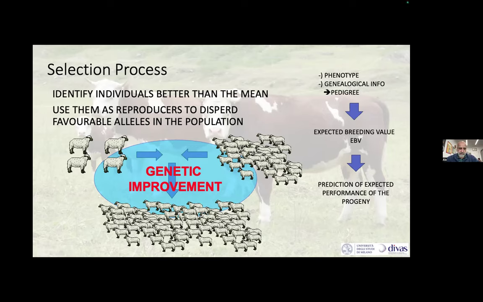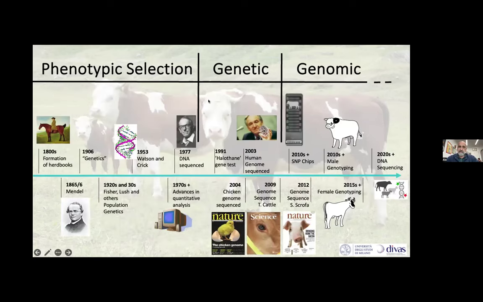And this was working very well. Phenotypic selection, as we call it, started really in the 1970s through 2010, because at that time, after Fisher and Wright with population genetics, we had quantitative genetics. So by measuring the phenotypes and with genealogical information, we were able to solve a system of equations to take out the environmental effect on the phenotype and calculate the genetic component of the phenotype. So we were able to identify the superior individuals, let's say those with the larger EBVs.